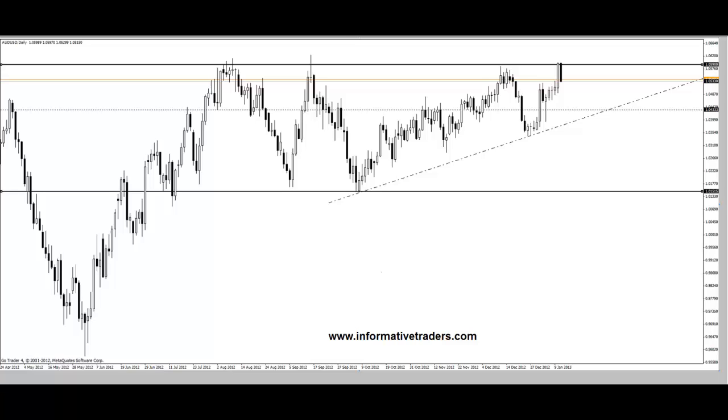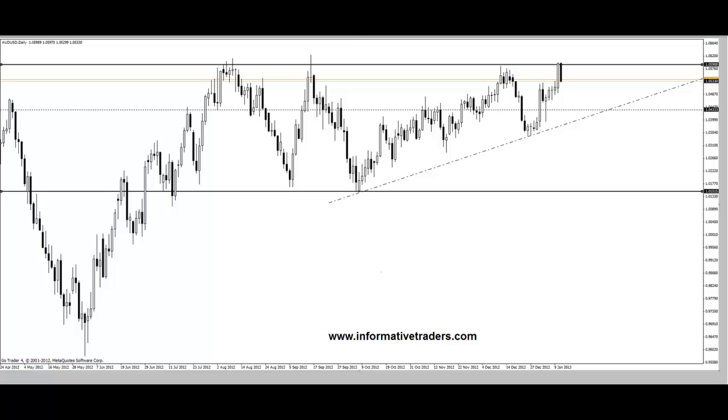This is informativetraders.com. Today we'll be looking at a weekly outlook commencing the 14th of January 2013 for the major Forex pairs. We'll look at the cross US dollar pairs, the Aussie, the Euro, the Pound and the Swiss. We're going to analyse the daily and weekly charts.